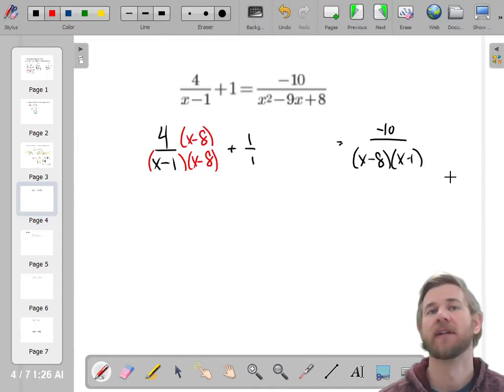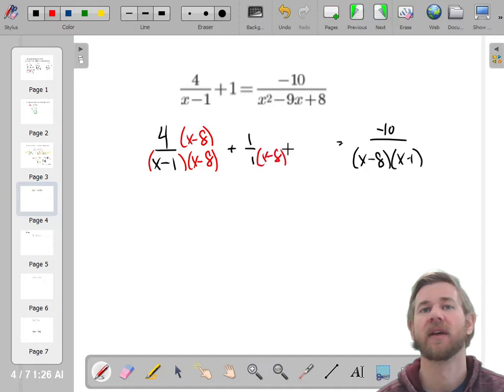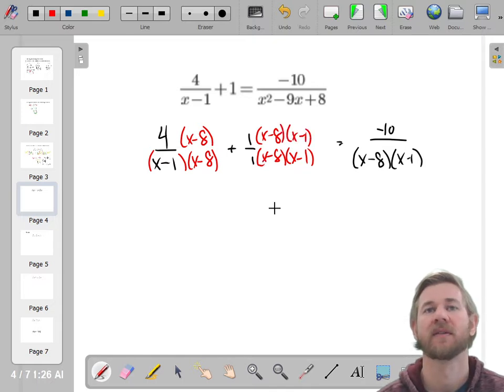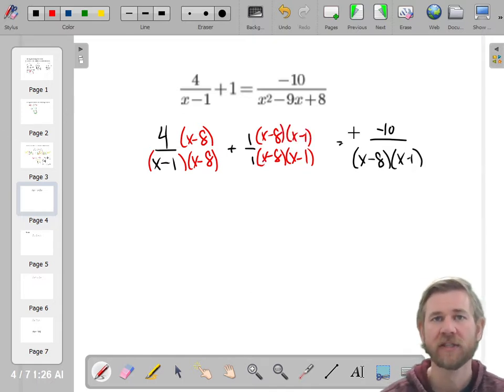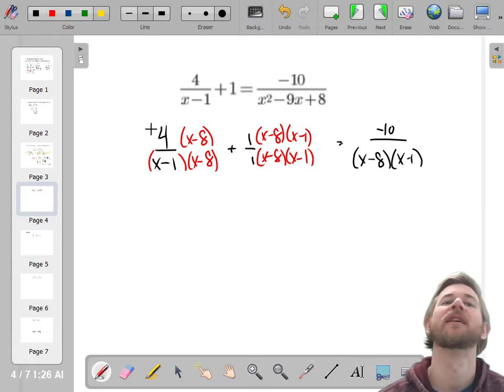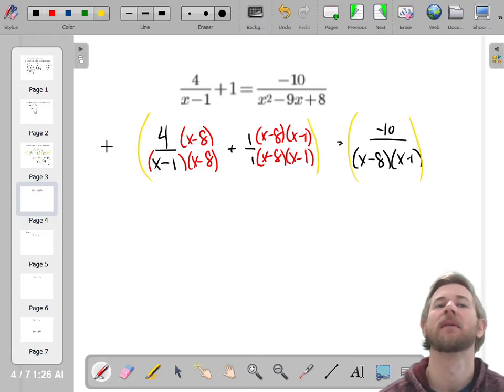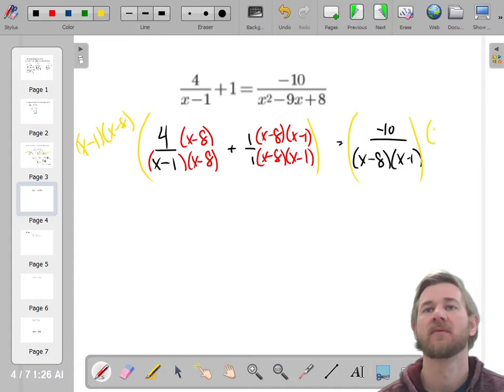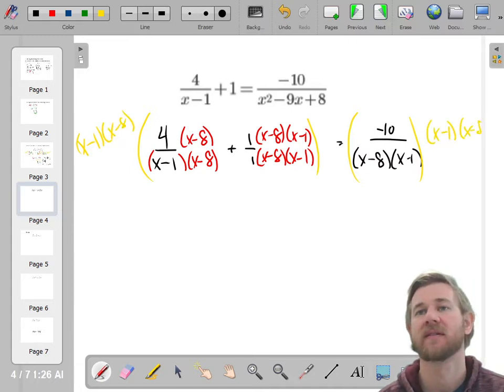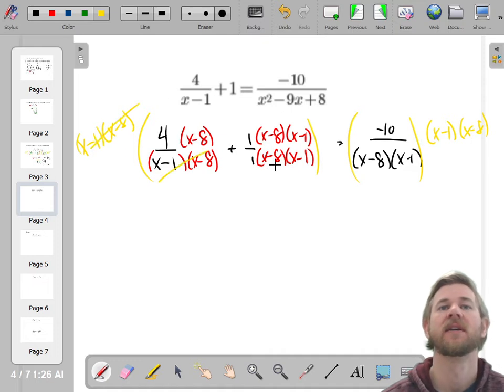This guy has no denominator, so it's going to need the whole thing. X minus 1, x minus 8. I said it backwards, but I wrote it the same. There you go. So it needs the whole thing. Now that everything is over the same denominator, we can multiply both sides by x minus 1, x minus 8. Which remember, if you do it to both sides, you're allowed, that's fine. As long as you do it to both sides, you're good. So all these denominators cancel out, and now we're just looking at the numerator, which is so much nicer.